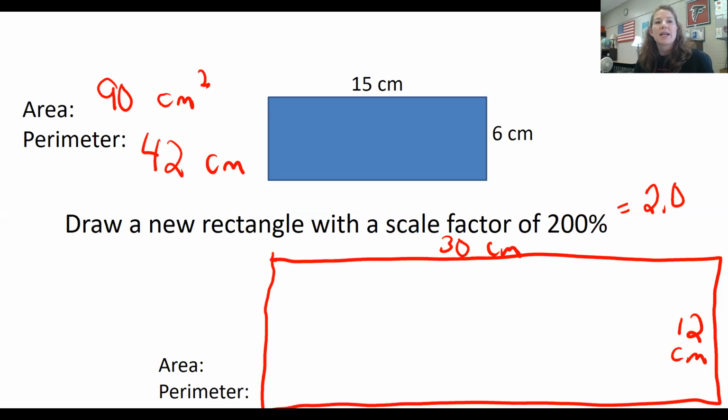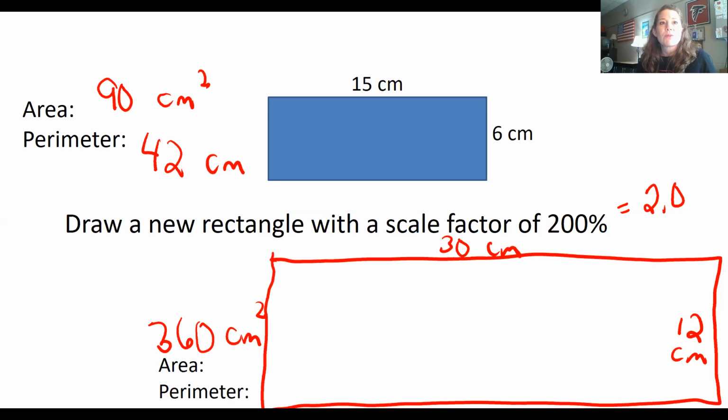So let's see how the new area and perimeter change. Do you think the area is going to be twice as big? Do you think the perimeter is going to be twice as big? Well, one of those things is true. For the new area, we're not multiplying 15 times 6, we're multiplying 30 times 12. So it's not twice as big, it's really 4 times bigger, because now the new area is 360 centimeters squared, which is 4 times 90, because we doubled both sides and then multiplied.